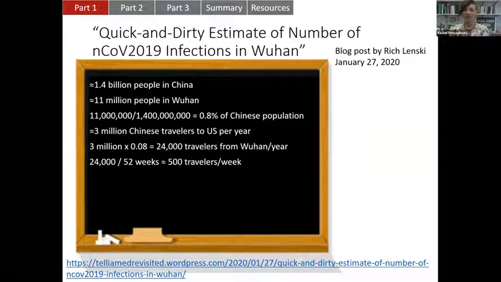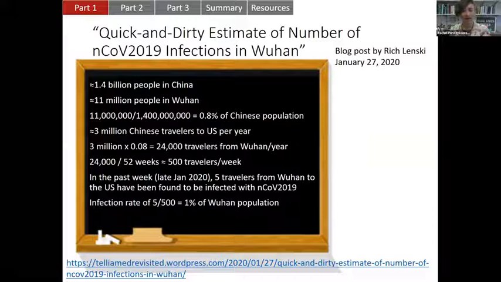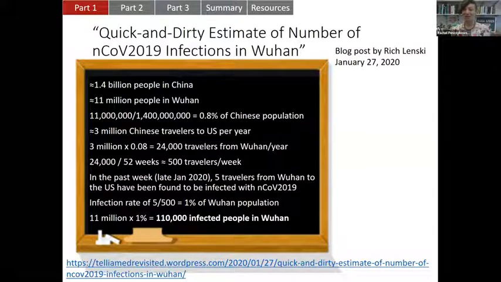And so what we knew at the time, at the end of January, is that there had recently been 5 travelers from Wuhan to the US that were found to be infected with this new coronavirus, which at the time was called nCoV 2019. And so we could say that there's an infection rate of 5 out of the roughly 500 people who were entering the US. That's about 1% of the Wuhan population. And so again, just a really rough estimate, something like 110,000 infected people might be in Wuhan at the time.